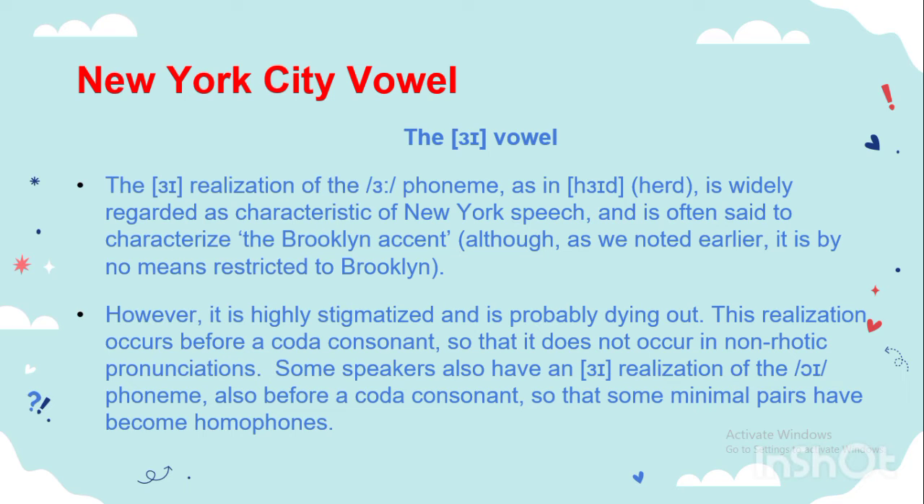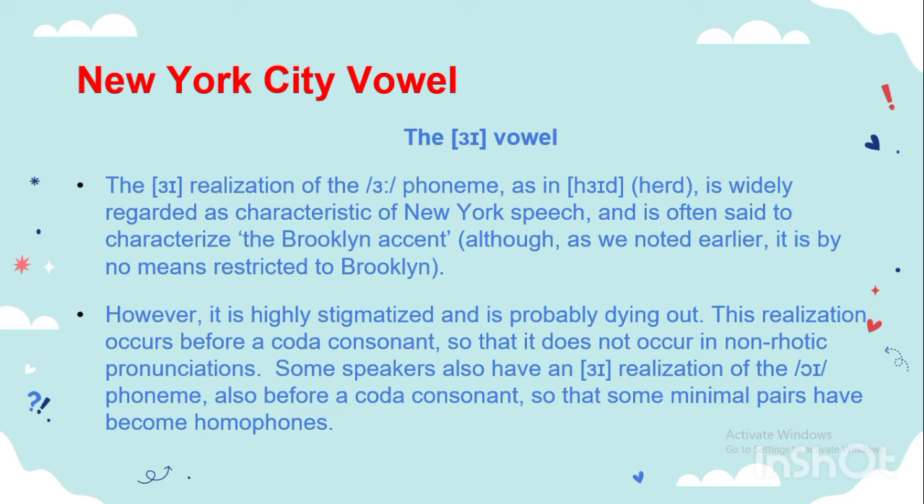New York City vowels. The realization of the ER phoneme, as in the word heard, is widely regarded as characteristic of New York speech and is often said to characterize the Brooklyn accent. Also, as we noted earlier, it is by no means restricted to Brooklyn. However, it's highly stigmatized and it's probably dying out. This realization occurs before a coda consonant, so that it does not occur in non-rhotic pronunciation of Brooklyn.